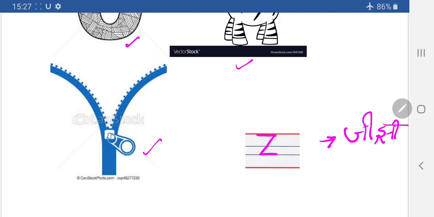Okay, in this section we completed our capital print letters Q to Z. Okay, students, revise it. Thank you.